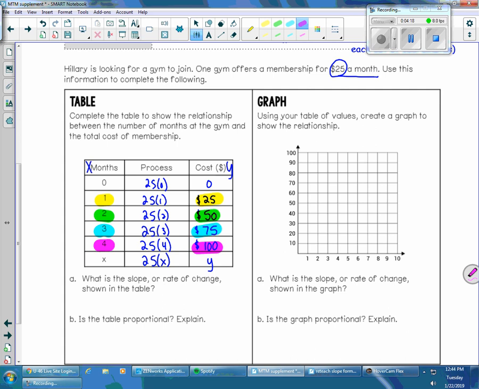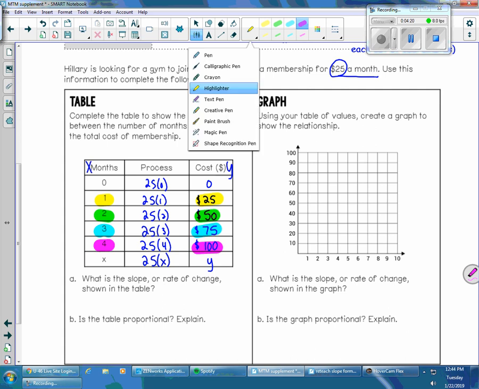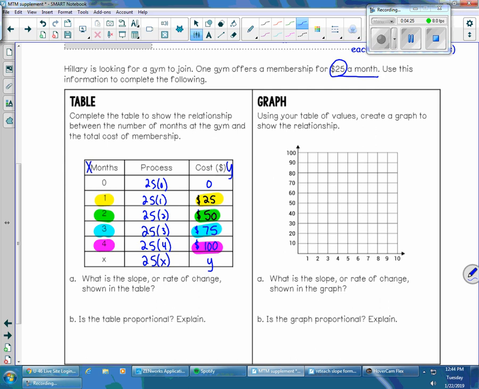Okay, so 25 divided by 1 is indeed 25. 50 divided by 2 is 25. 75 divided by 3 is 25, and 100 divided by 4 is 25. Now we knew that it was going to be constant because I was multiplying by 25 throughout the table. So what is the slope or rate of change in this table? It's going to be 25. Is the table proportional? Yes, the table is proportional, and it tells me to explain.